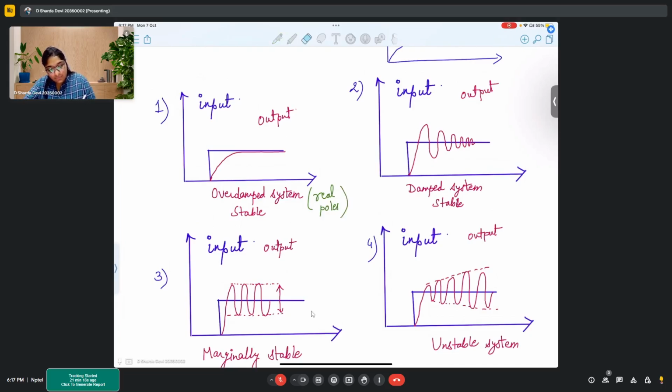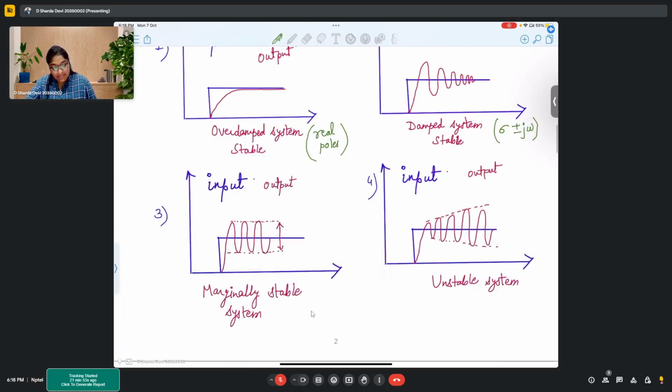In case of overdamped system, you obtain real poles. In case of damped system, these poles will be in the form of sigma plus minus j omega. Okay, so this is the behavior of poles when you have an overdamped system.